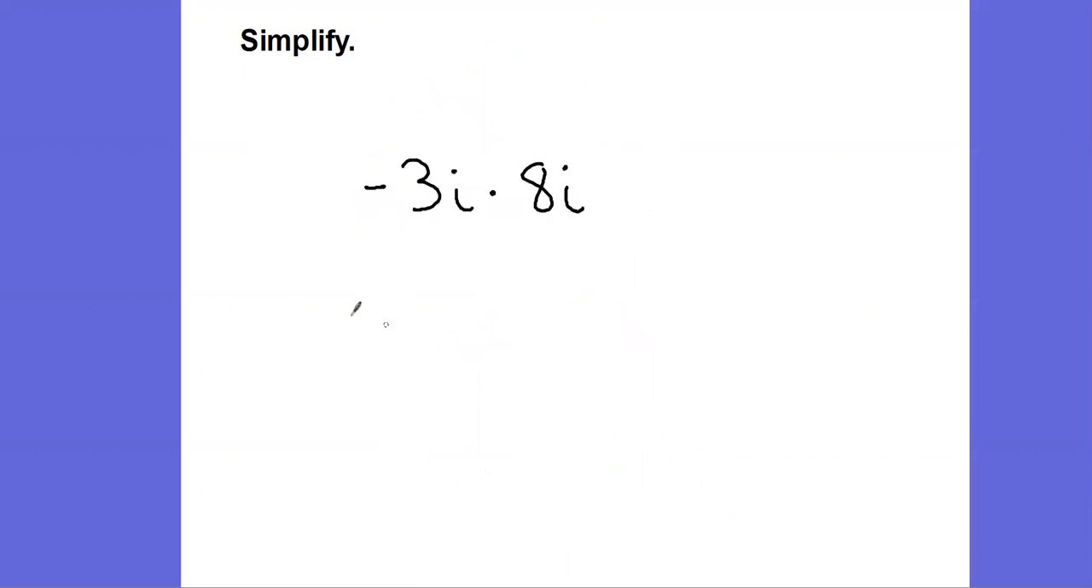Let's do one more for this video. In this problem, we've got -3i times 8i. First thing, let's take care of our numbers here. You can think of this as -3 times i times 8 times i. So really you have 4 different factors here being multiplied together. Remember that multiplication is commutative, so the order doesn't matter. So really, I can flip these two around. It's not going to make any difference.